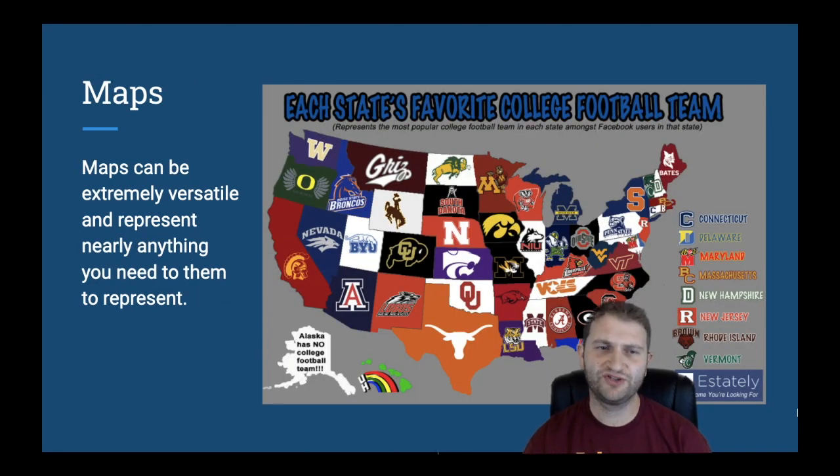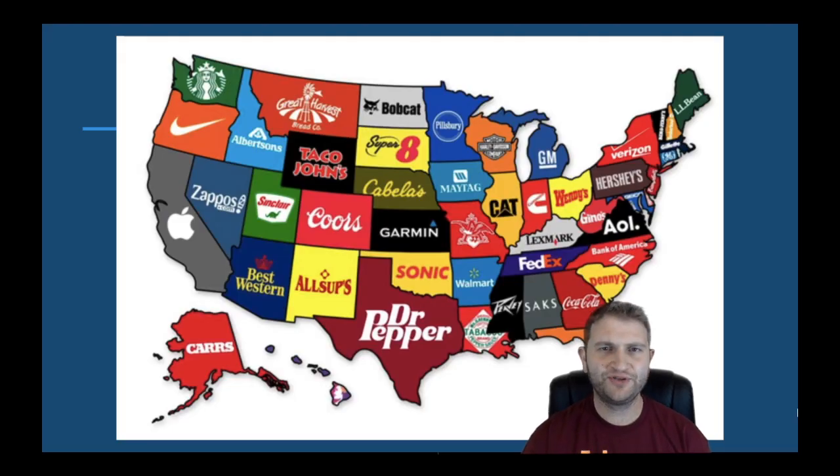Maps can be extremely versatile and represent anything you need them to. Here's another fun one with the favorite college team for the U.S. So you can see North Carolina has the NC Wolfpack. New York has Syracuse. Wisconsin has the Badgers. You have USC out in California. So maps are extremely versatile, and we can use them for just about anything.